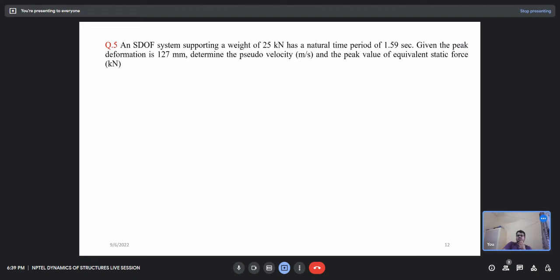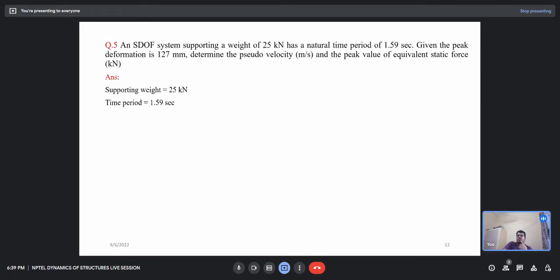Now these are simple questions. If a single degree of freedom system supporting a weight equal to 25 kilonewton has a natural time period of 1.59 second, given the peak deformation equal to 127 mm, determine the pseudo velocity and the peak value of the equivalent static force. So can you determine the velocity? The deformation is given to you. Can you determine the velocity? The supporting weight is given to you, 25 kilonewton, time period is 1.59.